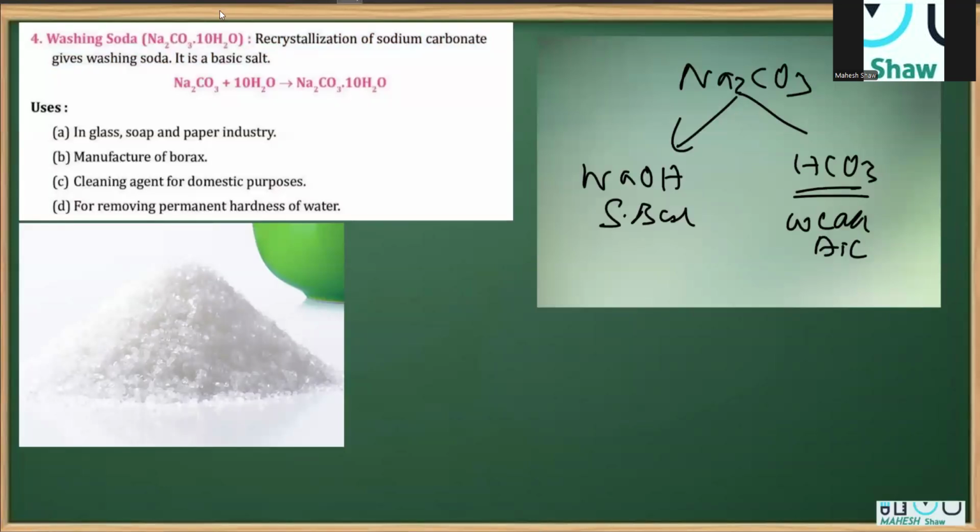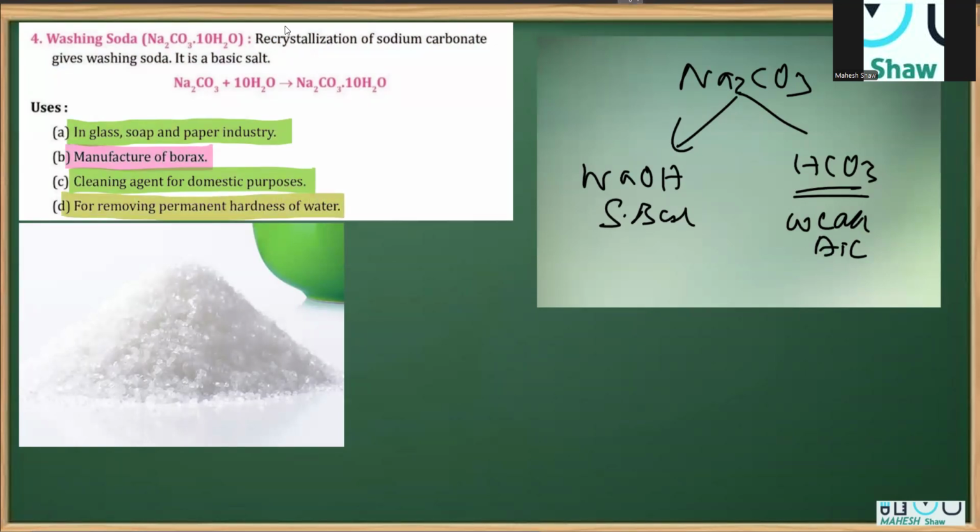Now, if we talk about its uses, it has various uses. One is in glass, soap, and paper making industries. As its name suggests, washing soda is used as a cleansing agent for domestic purposes. Further, it is also used in making a very important product called borax. And finally, it is also used in removing permanent hardness of water.